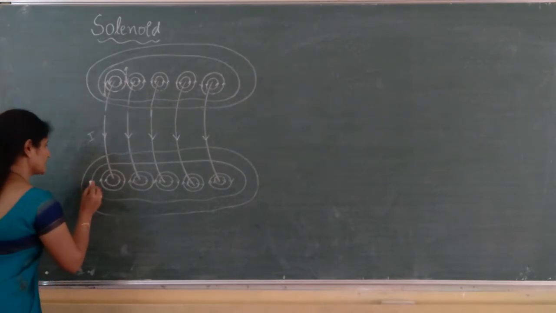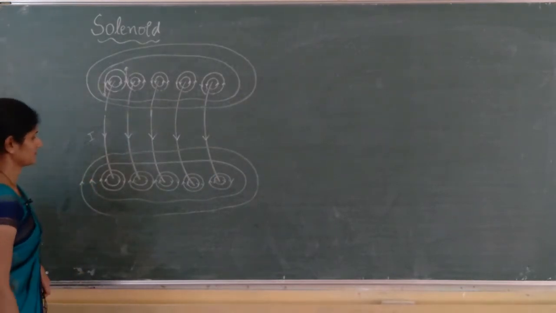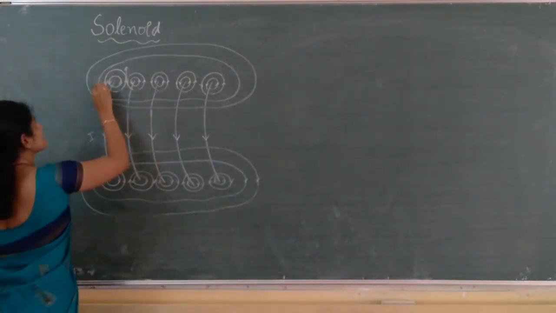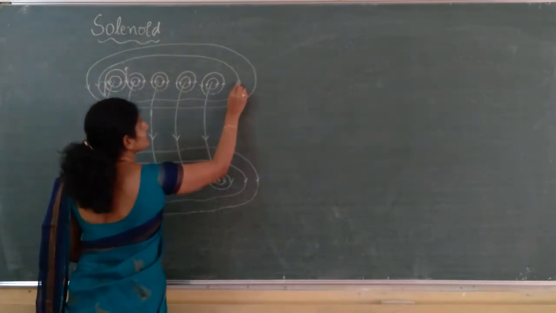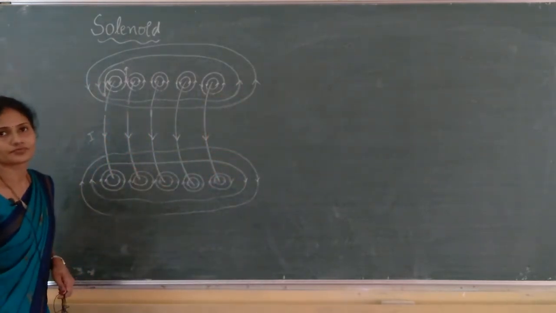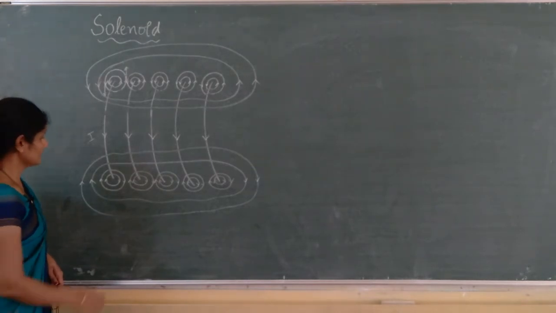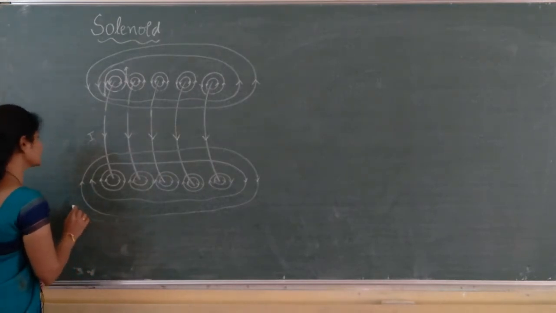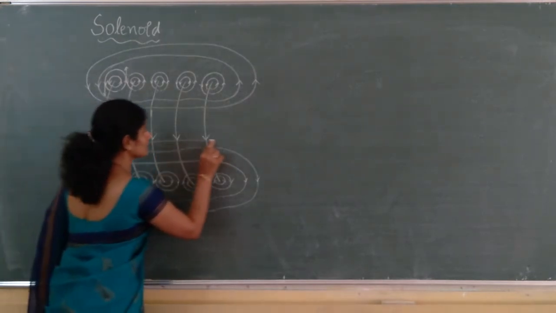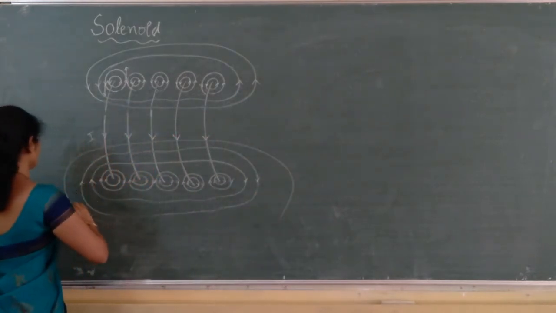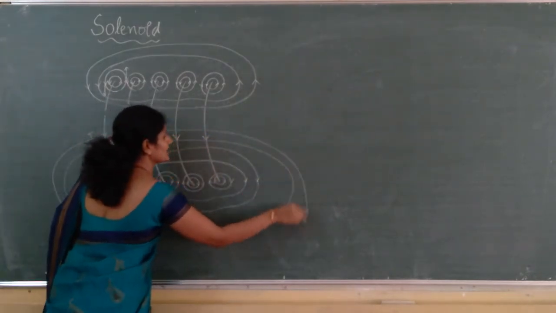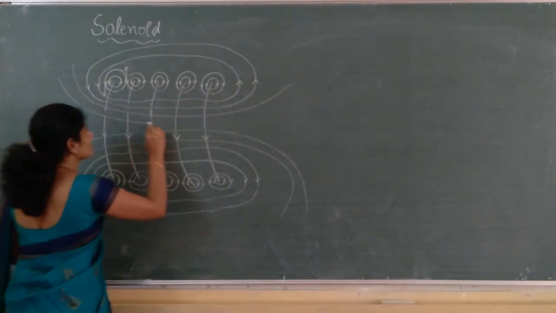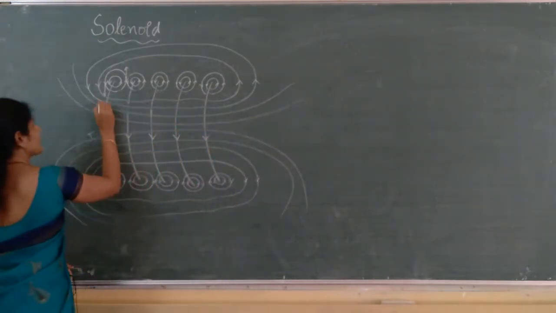What is the direction? So, this is the direction, and here this is the direction. Here this is the direction, here this is the direction. Okay. Now, the next magnetic field lines also overlap with each other and they form field lines like this. So, like this we have magnetic field lines. So, the direction is like this.